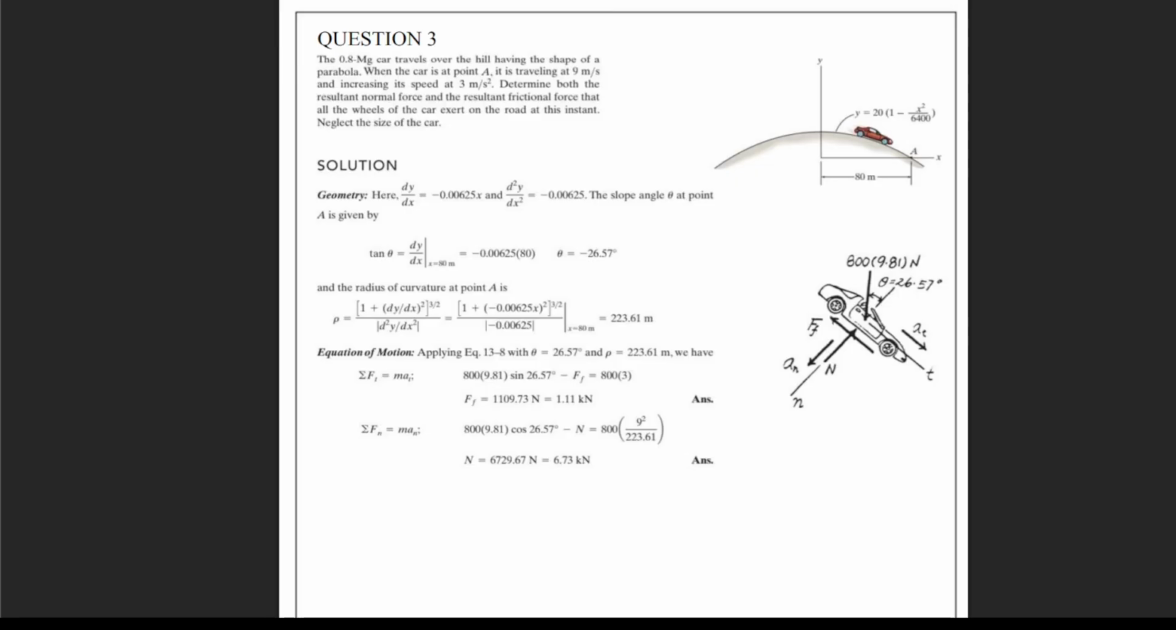The acceleration is given as 3, so we find that the friction force is equal to 1.1 kilonewton. The next direction is the normal direction, which is mg cos theta minus N equals ma. The normal acceleration is v squared over rho. So we find that the normal force equals 6.73 kilonewton.